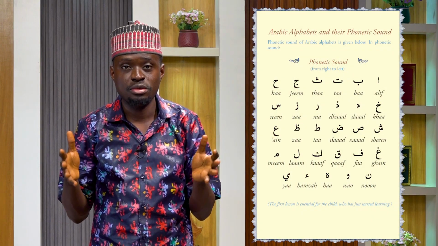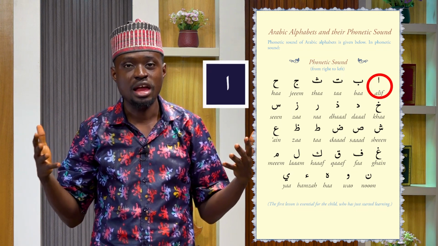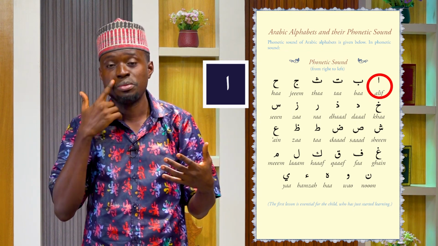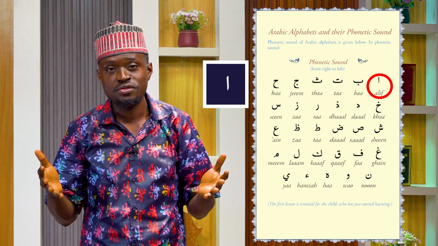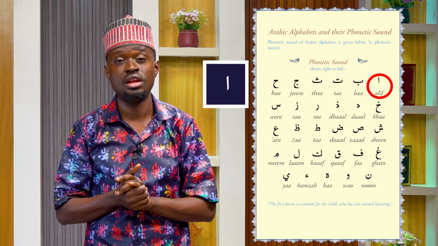So to start with, we'll start from the first alphabet of Arabic, which is Alif. Alif. So the A sound is a very common sound to virtually all languages, especially the African languages. So every one of us will find it very easy to pronounce or to produce this sound. Alif. Alif. Alif. So we can pronounce 3 times at home. So that is the first letter.